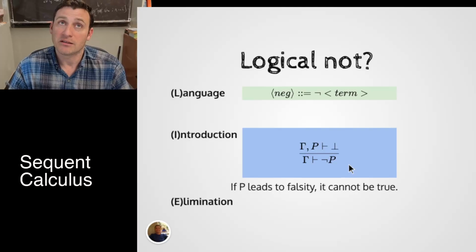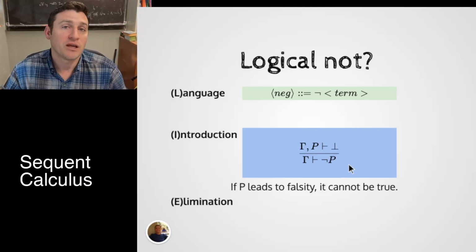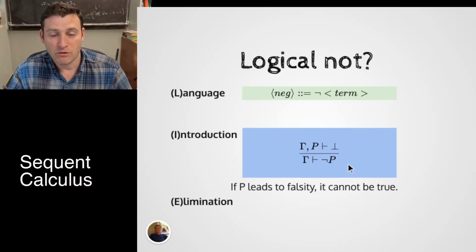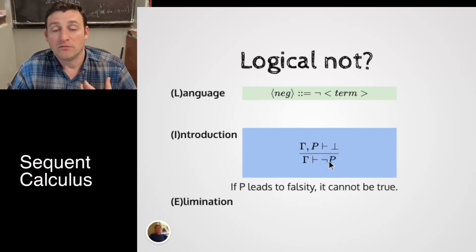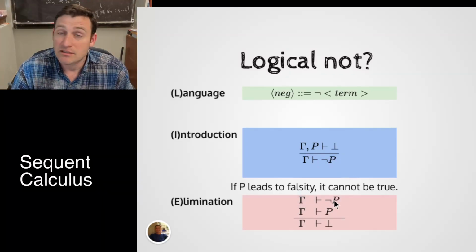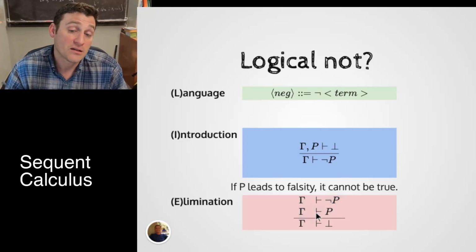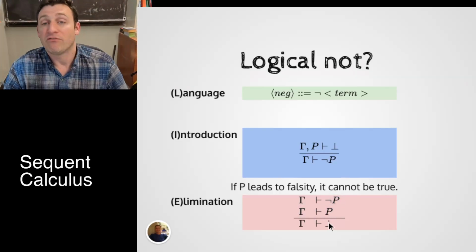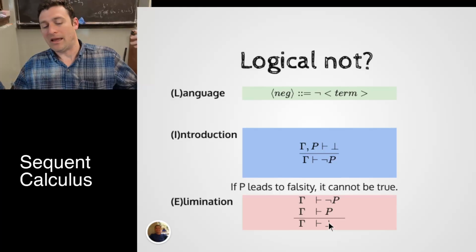How would you eliminate this? How would you get rid of using a not? If you found a not P, well, you'd put a P in. Let's see that together. If we have a context that entails not P and a context that entails P, we get falsity. Now, why would you want to end with false?